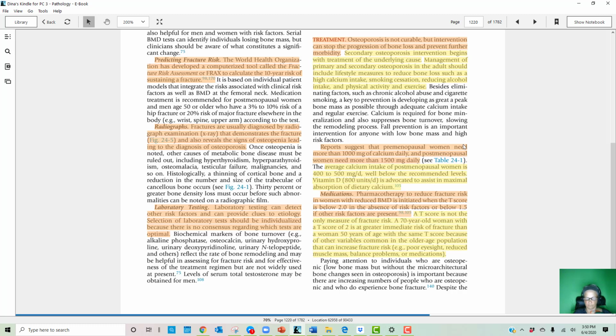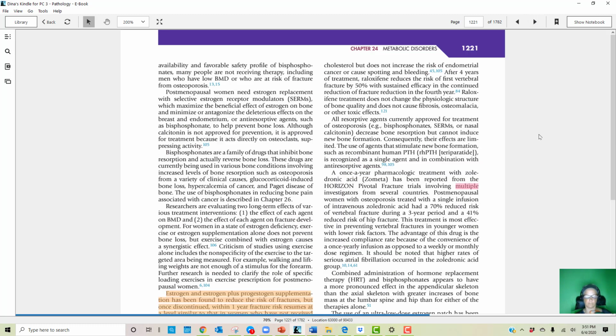Paying attention to individuals who are osteopenic, low bone mass but without the microarchitectural bone changes seen in osteoporosis, is important because there are increasing numbers of people who are osteopenic and who do experience bone fracture. Despite the availability and favorable safety profile of bisphosphonates, many people are not receiving therapy, including men who have low BMD or who are at risk of fracture from osteoporosis.